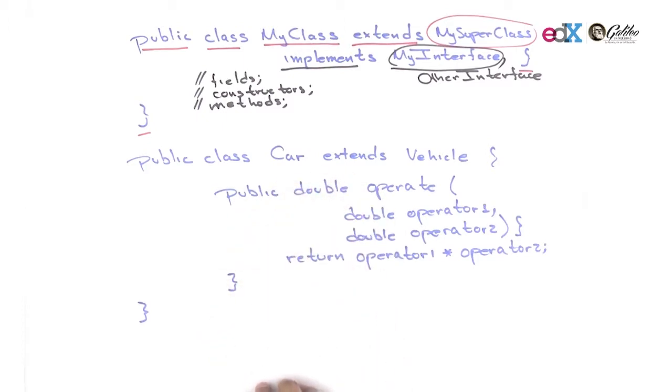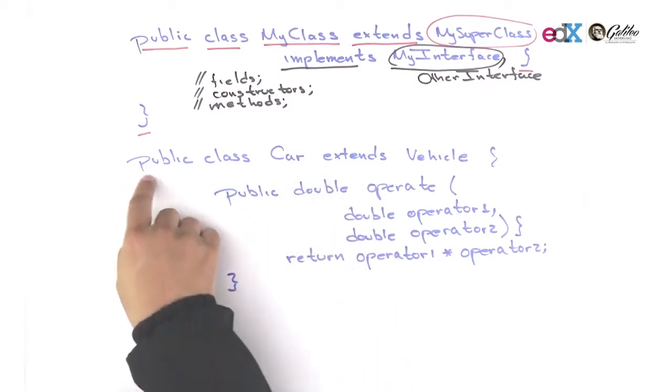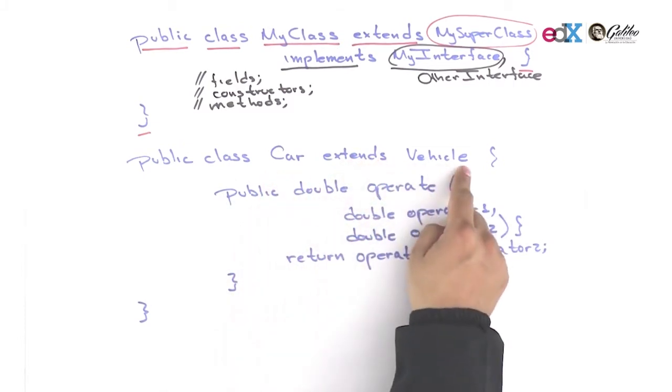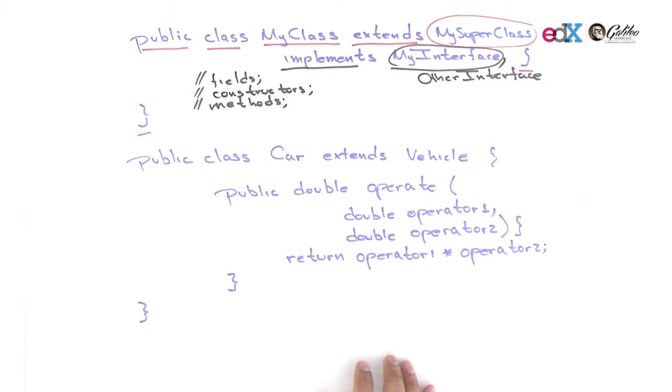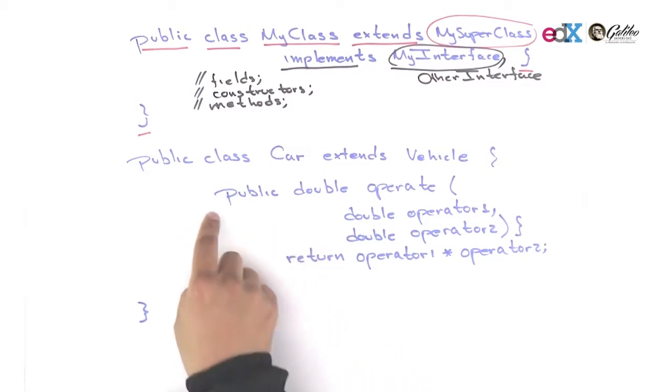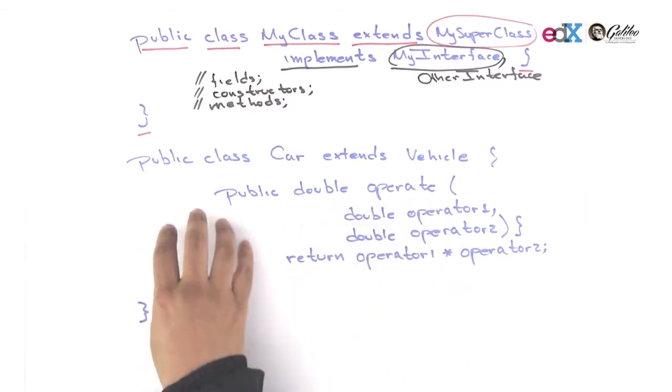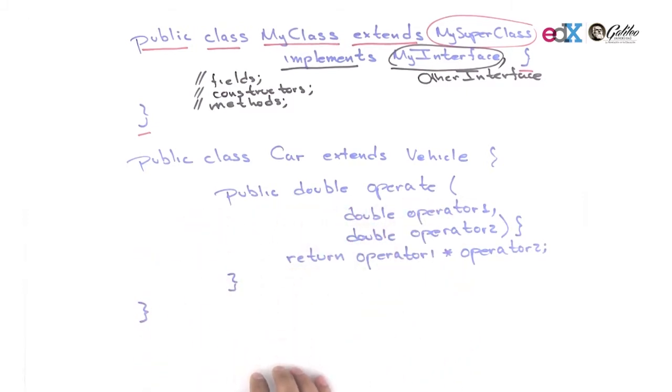We can see another example in this part of the board. First, let's see the header: public class Car extends Vehicle. Here we are not implementing any interface, so we are not using the keyword implements. Here is the body. We have a public method, and as you can see, this class has no fields. You might notice that we don't have a constructor. This is valid because by default, Java provides an empty constructor, in this case, public Car.